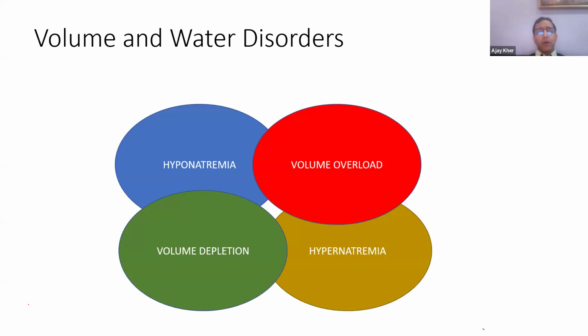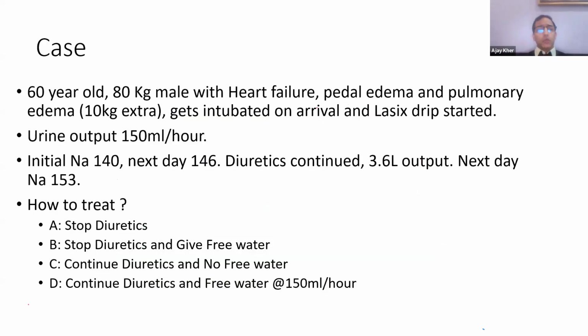So now we'll talk a little bit about combinations of diseases. And so volume and water, and when you have combinations, how do you approach them? So, a 60-year-old, 80 kg male with heart failure, pedal edema, pulmonary edema, and we are assuming has about 10 kgs extra, gets intubated on arrival, and gets a Lasix drip started. Urine output is about 150 an hour.